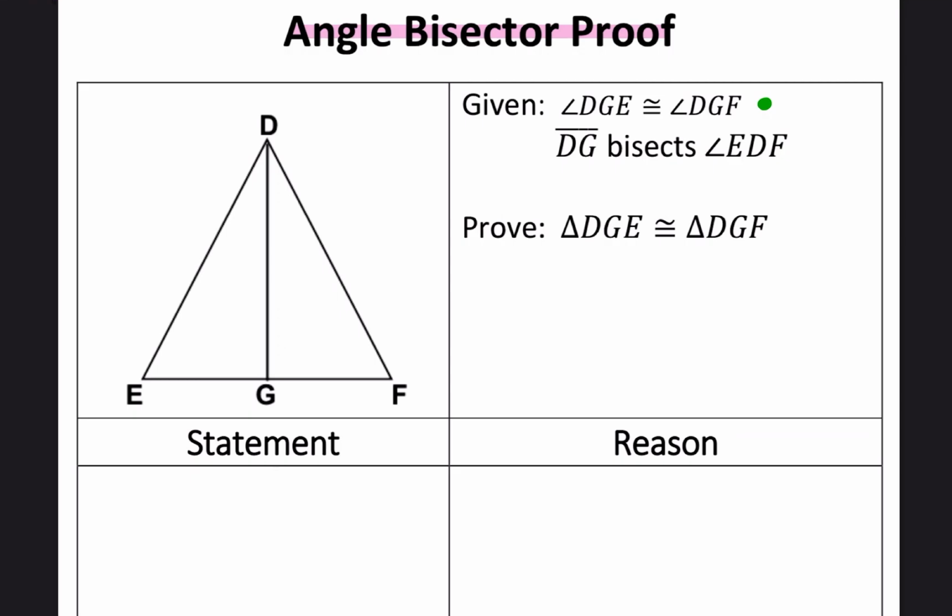So DGE is this angle here. Careful, I know it looks like a right angle, but nobody's telling me that it is, so I'm not marking it as if it is. And DGF is right here. So I have those angles.